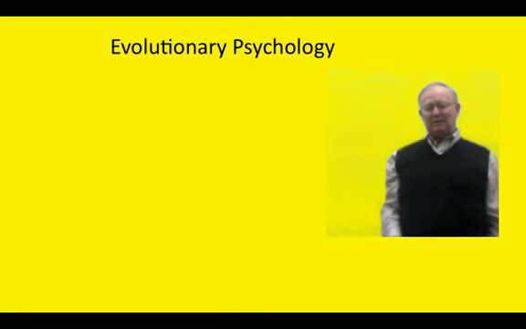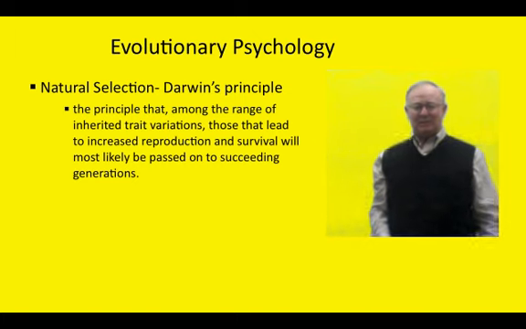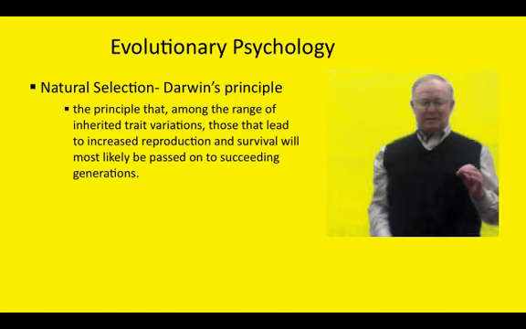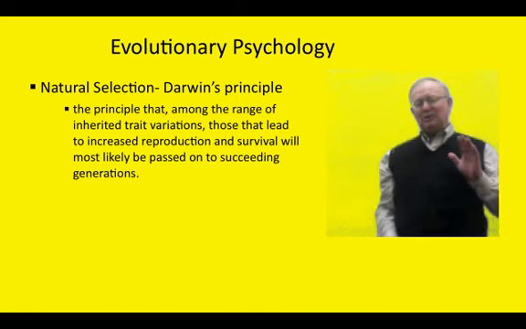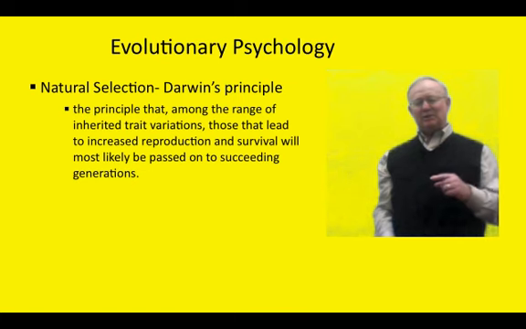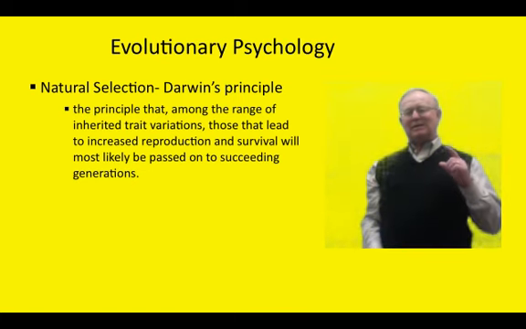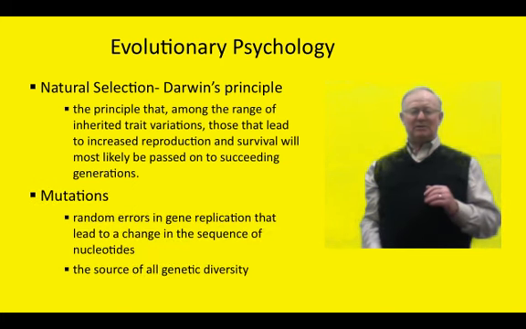We're now going to talk about an approach to psychology called evolutionary psychology. It's based on Darwin's main principle of natural selection. The principle states that among the range of inherited trait variations, those that lead to increased reproduction and survival will most likely be passed on to succeeding generations. So the successful species are those that happen to have the right variations, called mutations.